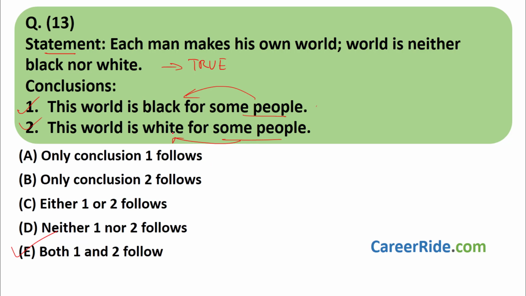Please remember, it is not that if people make the world black, then other people cannot make it white. Every man can make his own world. If there are 3 people, one can make it white, one can make it black, the other one can make it both black and white or anything like that. Okay. So remember over here the answer is both 1 and 2 follow. Okay. Moving on to question number 14.